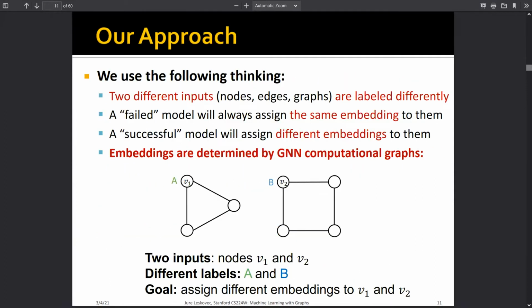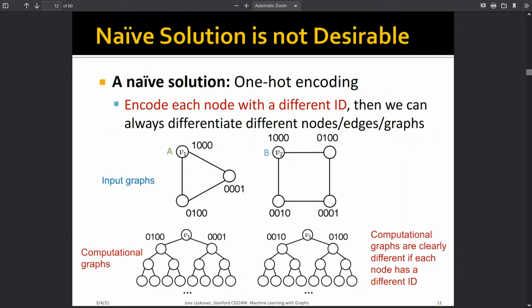Okay. Yeah. Two different inputs are labeled differently. Okay, different embeddings to V1 and V2. Okay, so let's go to the next one. One hot encoding. Okay, so that is a naive solution, and then he sets it up and then he knocks it down in the next slide, I guess.